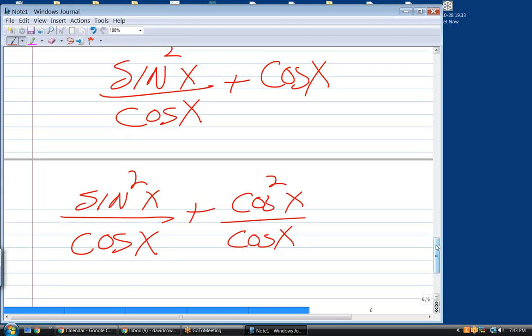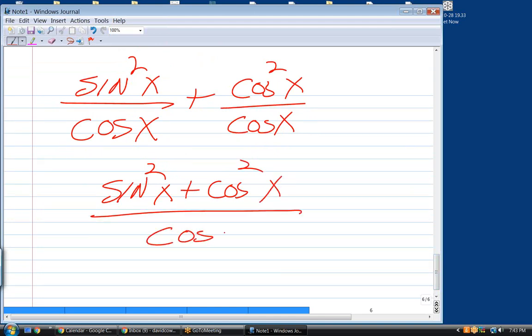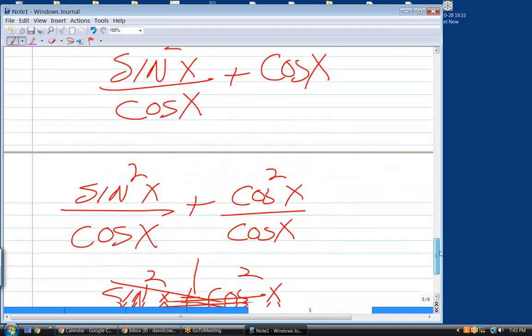Okay, I'm still working with just the left side, and now I have 2 fractions that I can add, by adding the numerators and keeping the denominator. What's that numerator equal to based on the Pythagorean identity? 1. So I've crossed it out and made it equal to 1.